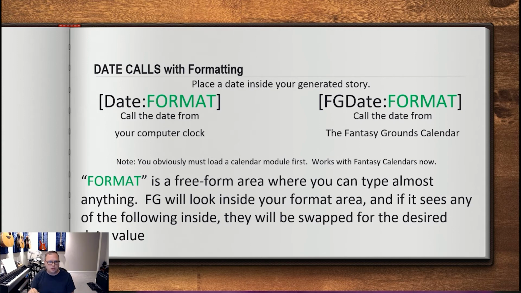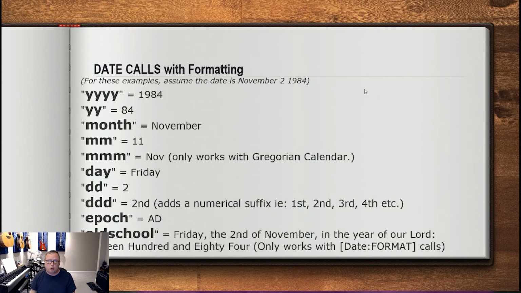So now, in the format area, you can type almost anything you want in there. There are some characters that Fantasy Grounds, just Unity, doesn't like. For instance, I believe a dash character it's not super friendly with, but it shouldn't be a big issue. Most characters will be fine, and it will swap it out for the values. So here are our formats. It's looking within that format section for these specific things.